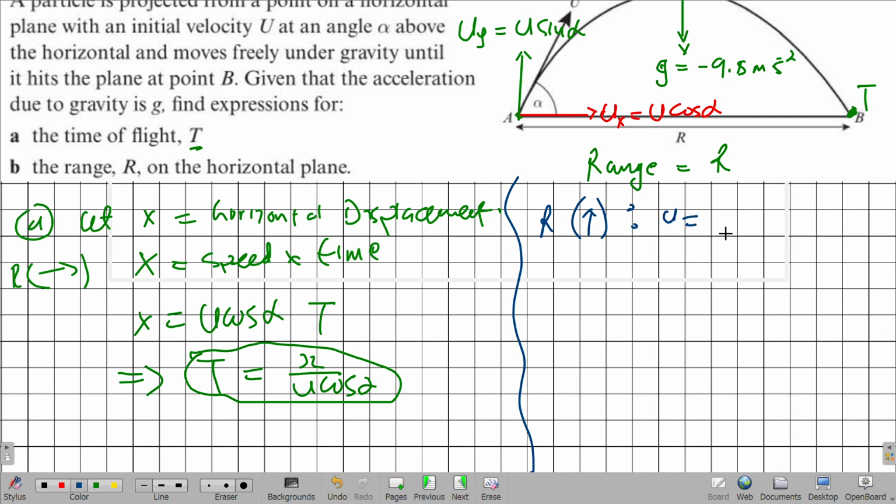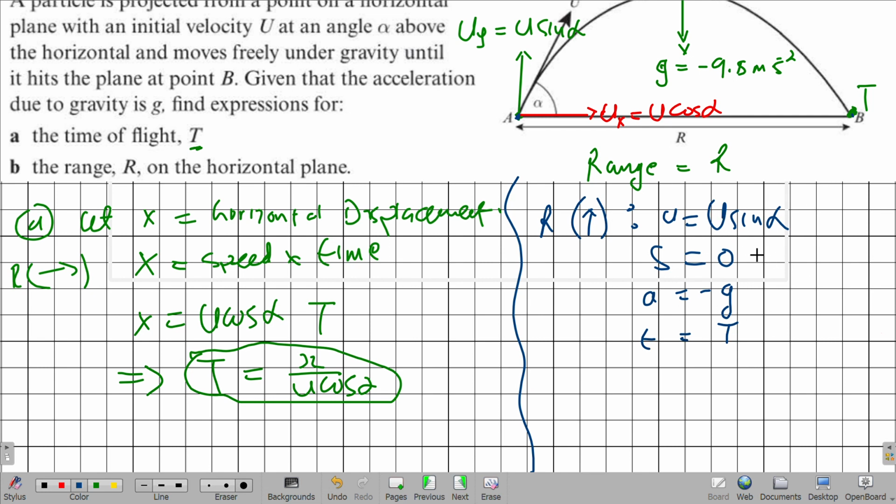We have the initial velocity, which is going at u sine alpha. We have the displacement for t from this point to this point. We have s equal to 0, because remember, displacement is a vector quantity in this case. We also have acceleration, which is minus g, and we've got t, which is big T.